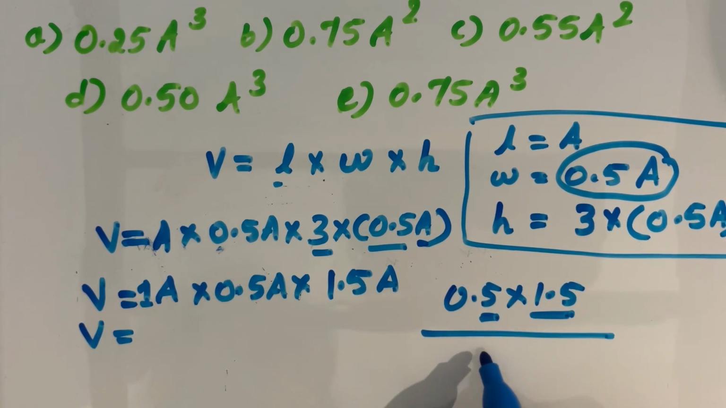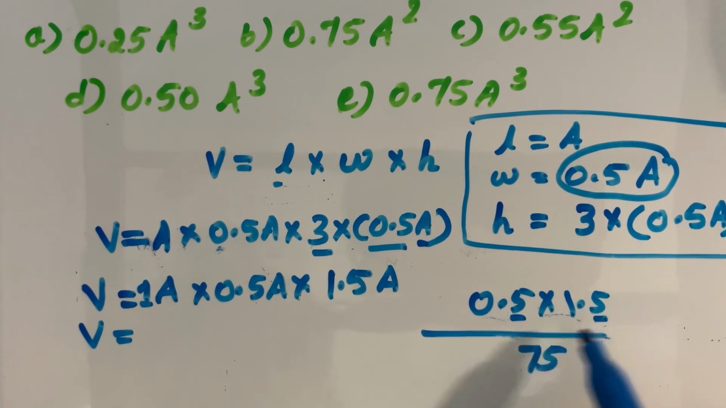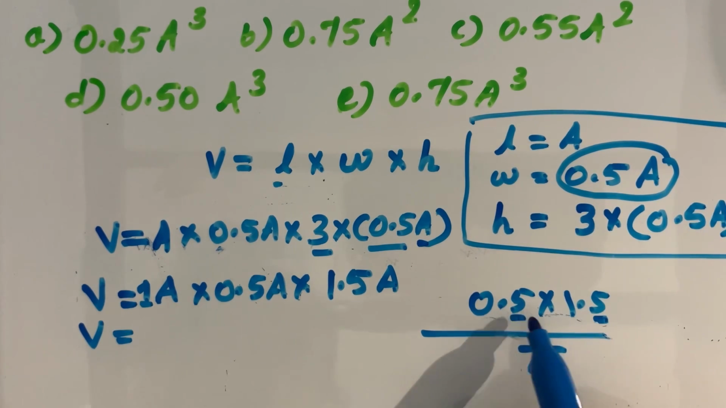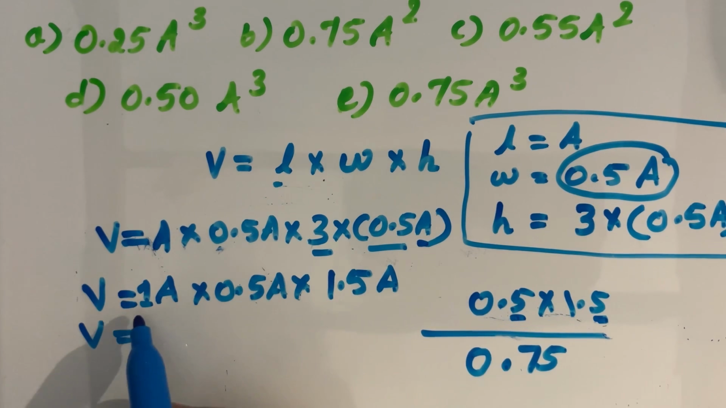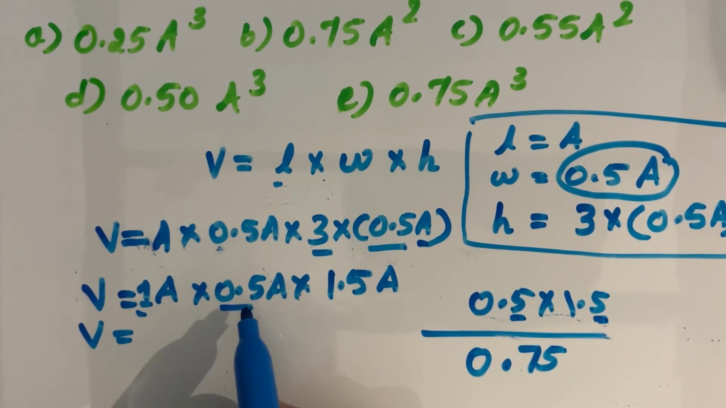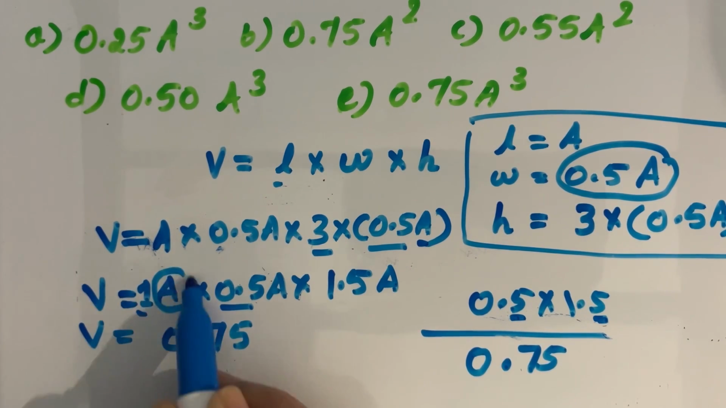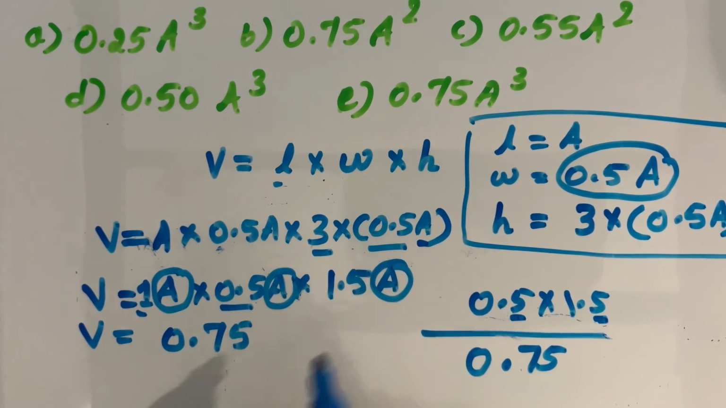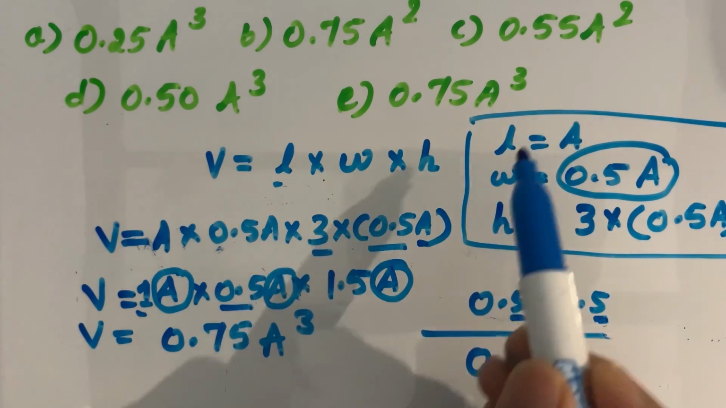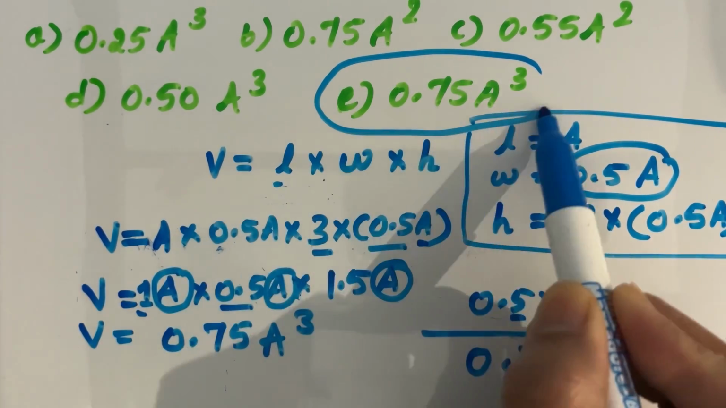15 times 5 is nothing but 75. Here one digit, here one digit after the decimal point, so total 2 digits. 1, 2. Put the decimal point. So 0.5 times 1.5 is 0.75. And now we have A times A times A. Volume is 3-dimensional, so A times A times A is A cube. So our correct option is option E, 0.75 A cube.